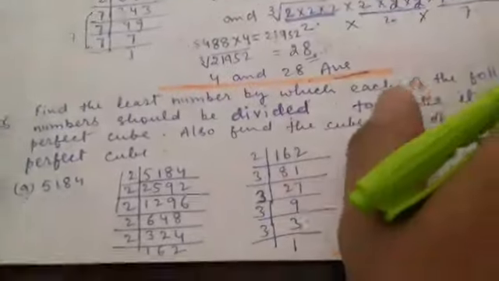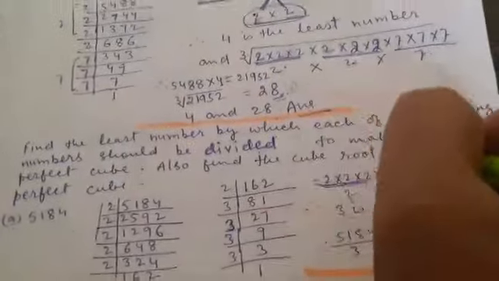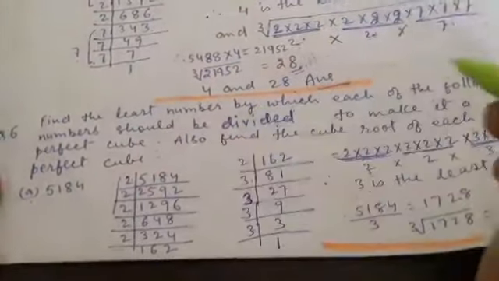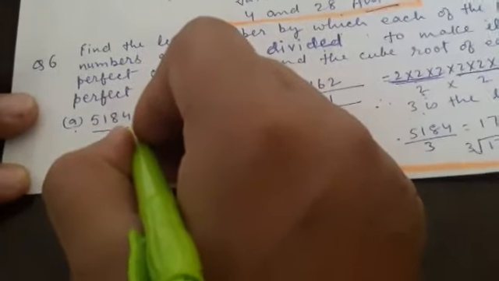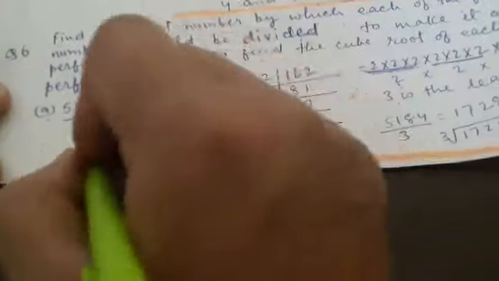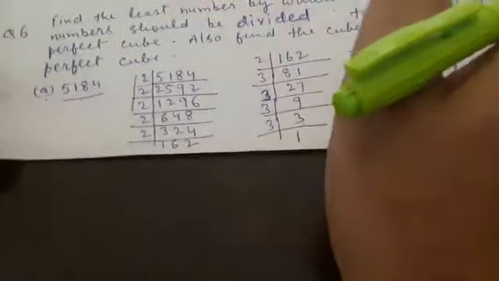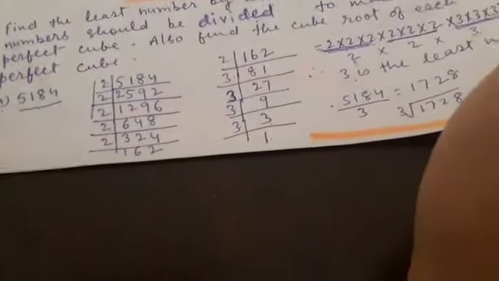This is our answer. Next question is, find the least number by which each of the following numbers should be divided to make it a perfect cube. Also find the cube root of each perfect cube. Here in this question also there are two parts. First we have to find the least number by which we can divide this number so that it becomes a perfect cube, and after dividing, we have to find the cube root of the resulting number.